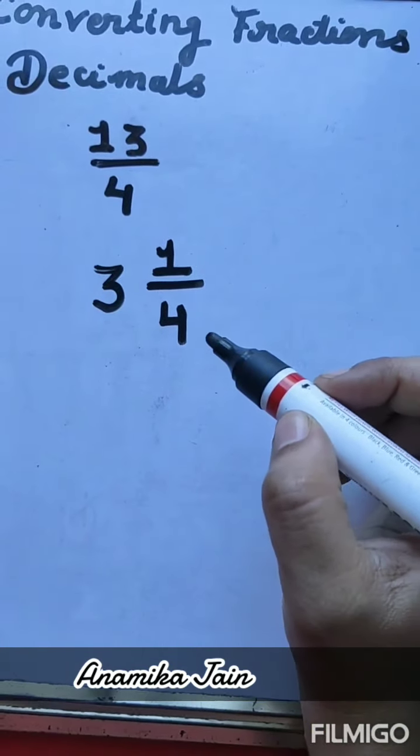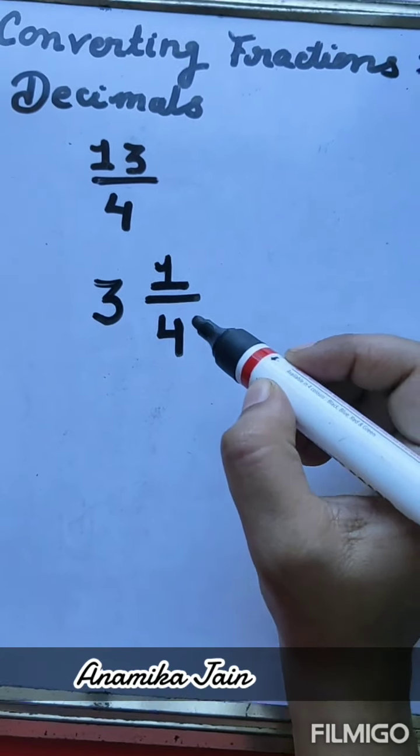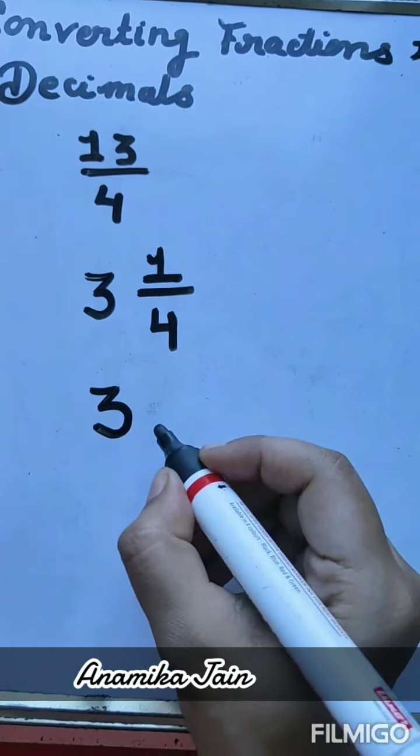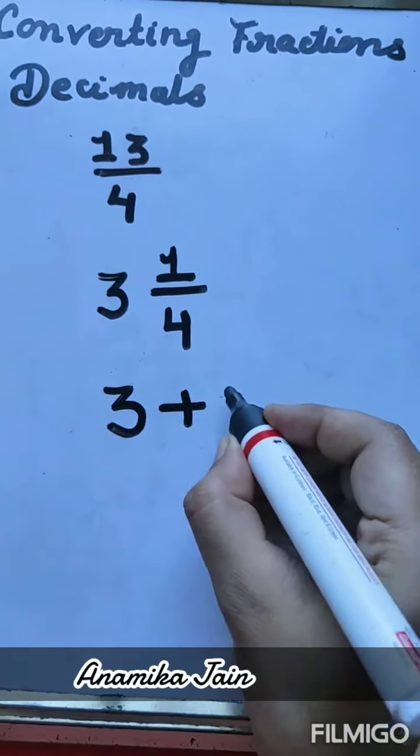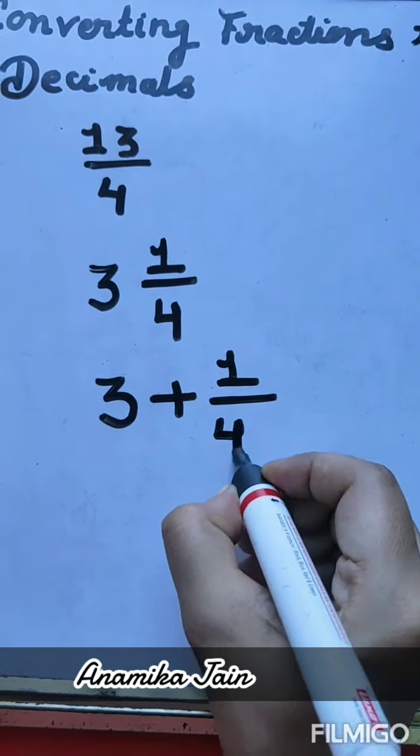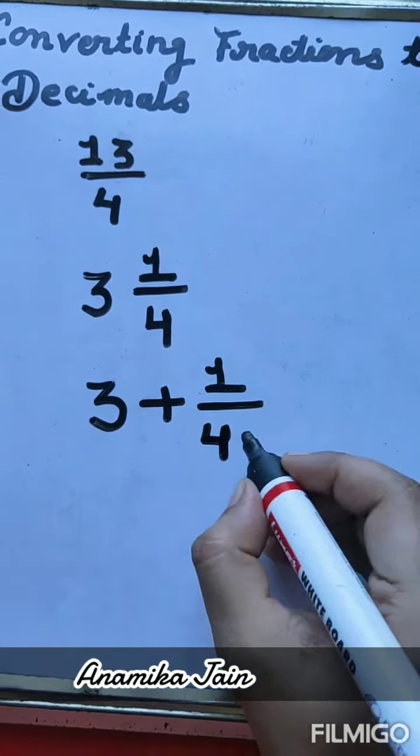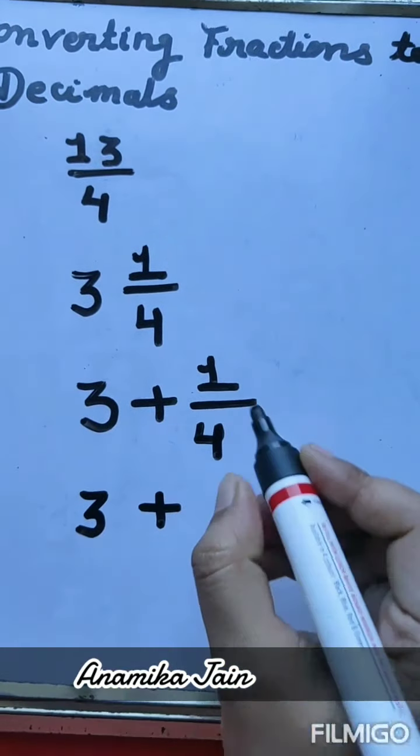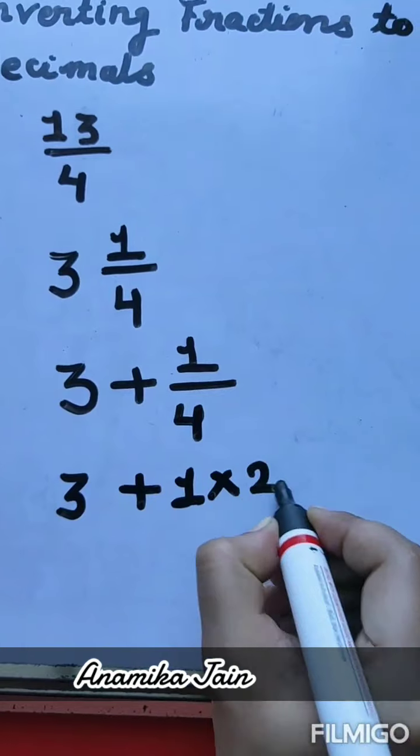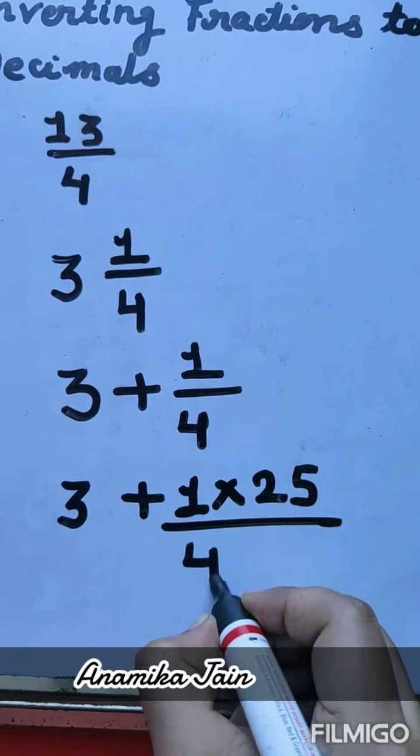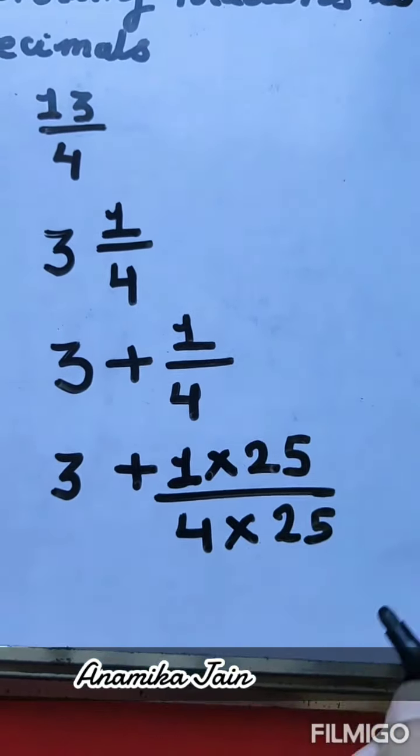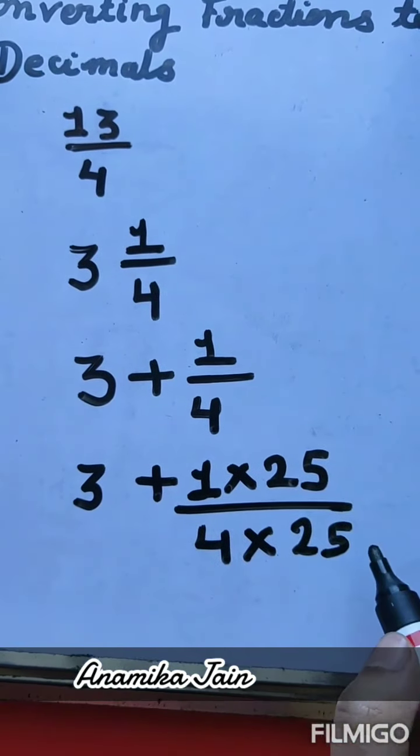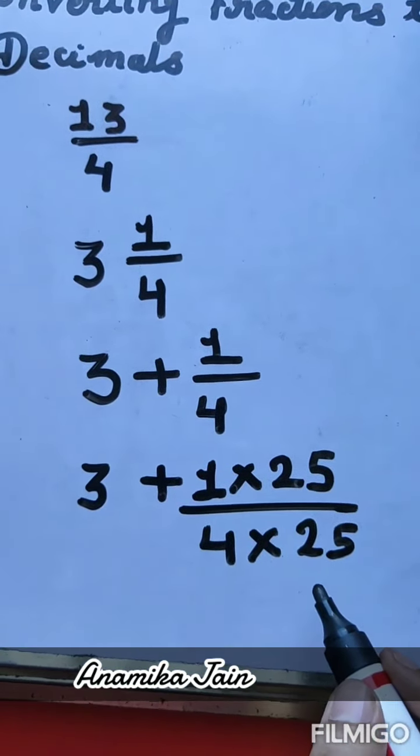Now we already learned how to convert a mixed fraction into decimals. We write this 3 as the whole, so no need to convert it into decimal, and 1 by 4 is our fraction, so we will convert it into decimal. Now we know that 4 25s is 100, so we will multiply the numerator 1 with 25 and the denominator 4 with 25 to make it equal to 100, because we know that we can easily convert any fraction into decimal form when the denominator is 10, 100 or 1000.